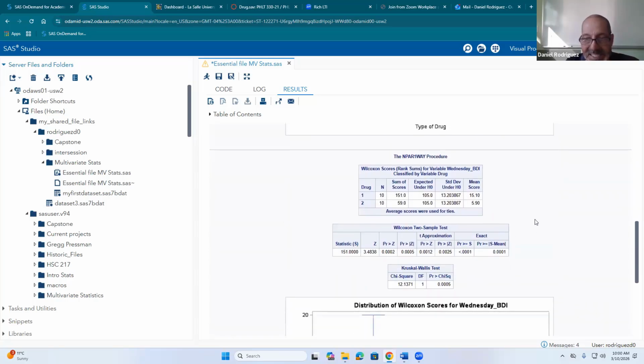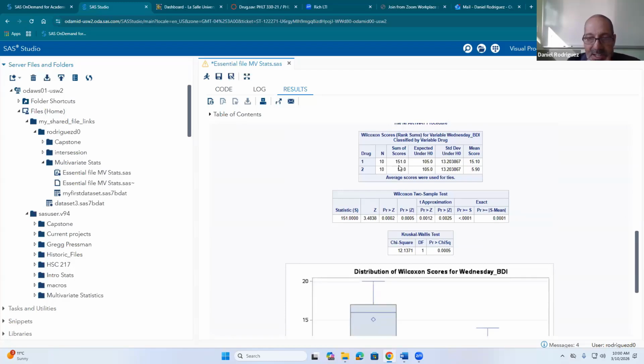All right, let's look at Wednesday BDI. So now again, our sum of rankings, we have 151 for the first group and 59 for the second group. Our test statistic is the sum of the ranks of the first group. Our z-value, which we calculated by hand too, I showed you that, has a very small p-value, either one- or two-tail. So this is statistically significant. An exact test also has a small p-value.